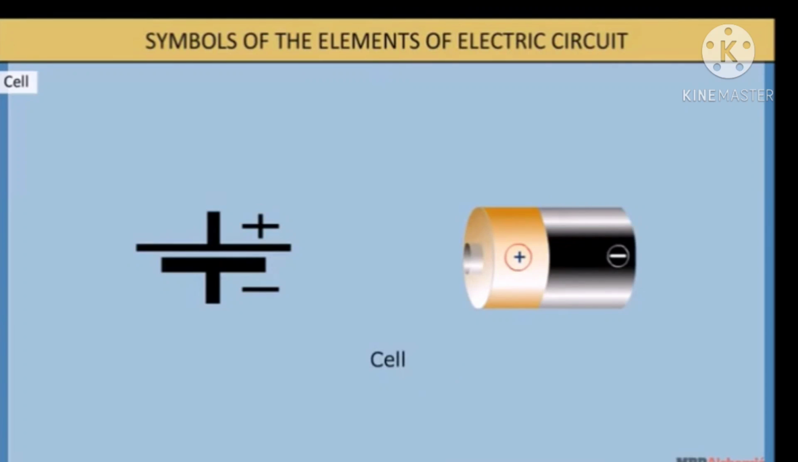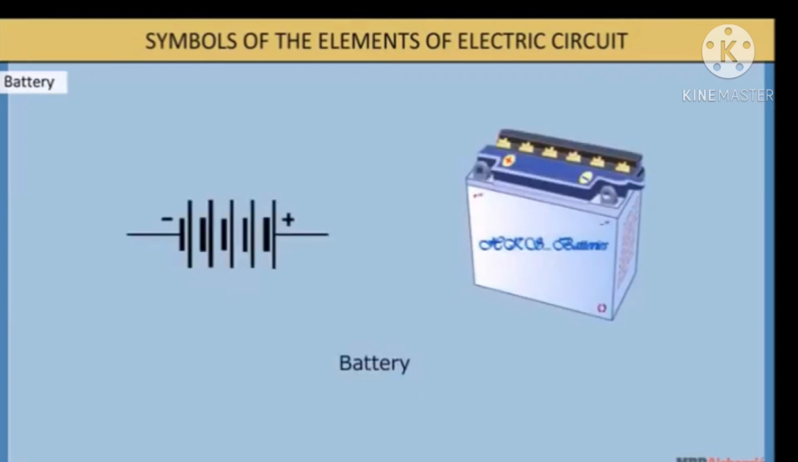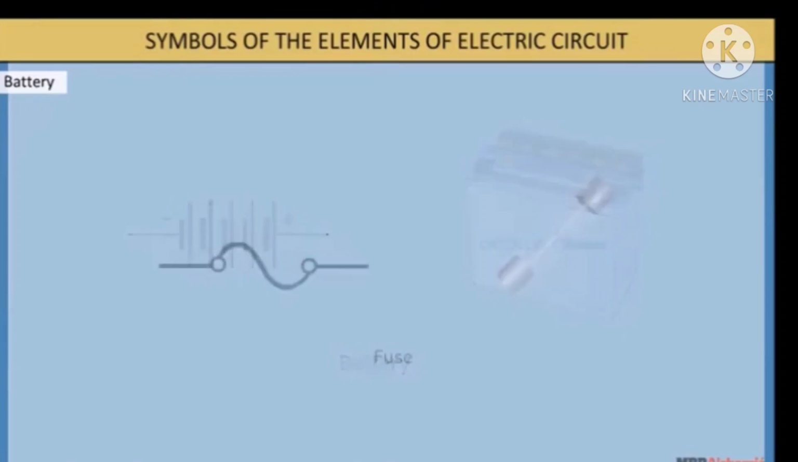Now, battery. A combination of two or more cells is called a battery. Its symbol is also a combination of cells symbol as shown in the animation. Now, fuse. Children, it is a safety device in electric circuits. The components such as cells, bulbs, wires, etc. are called elements of an electric circuit.